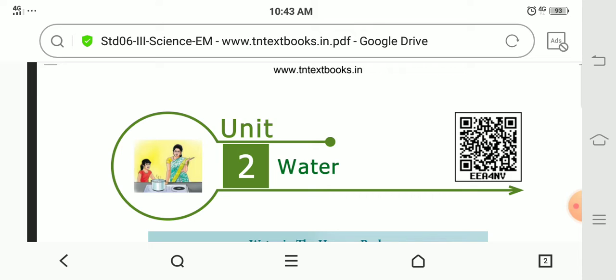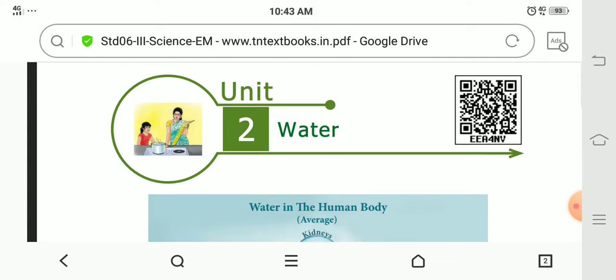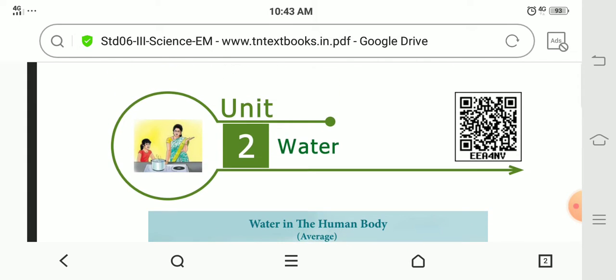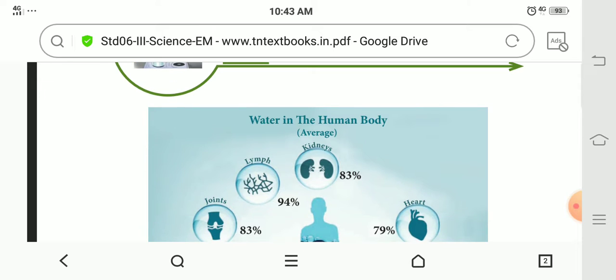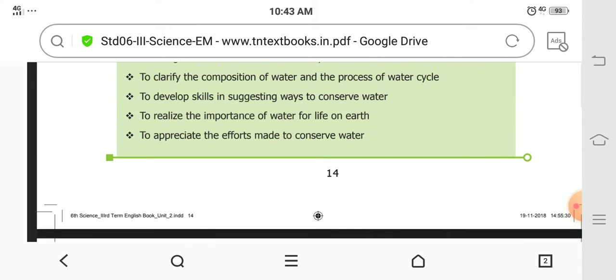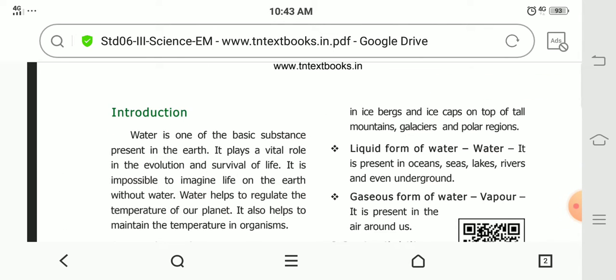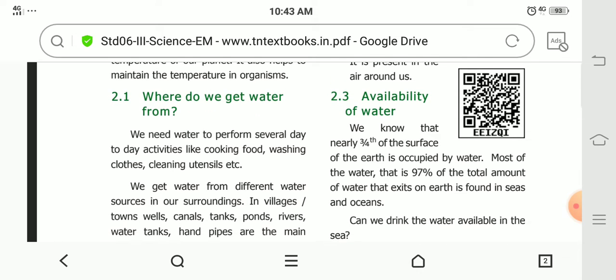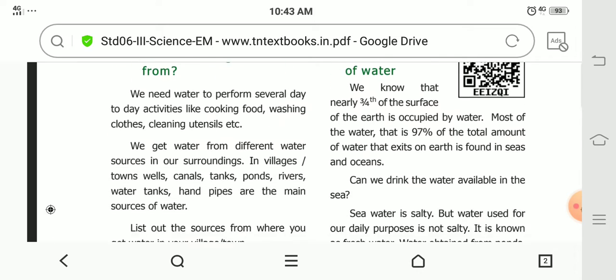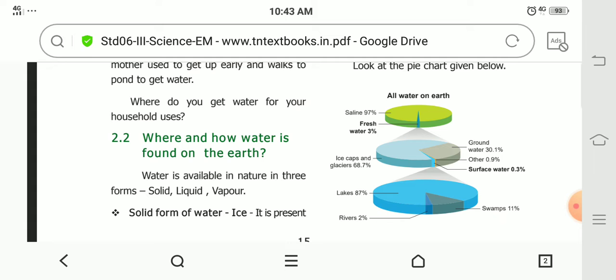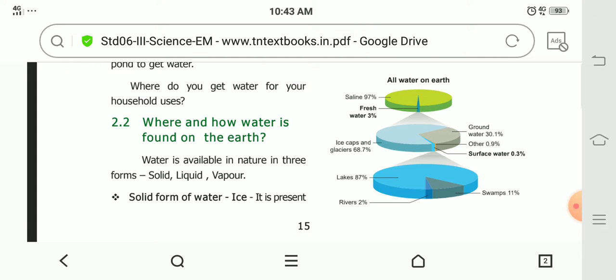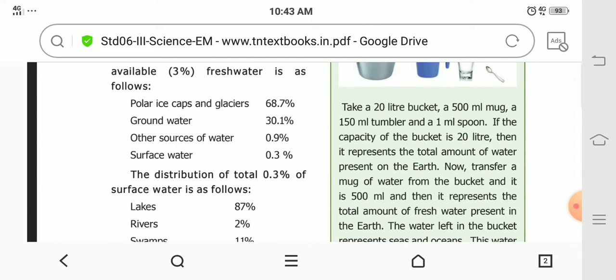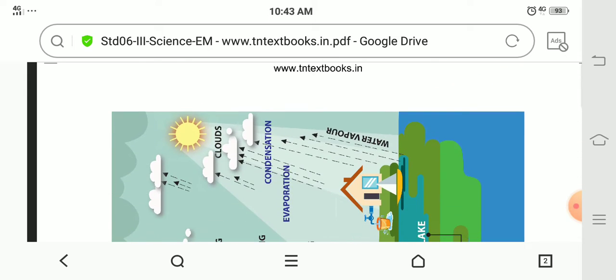Science Unit 2, Water. Already in this lesson we have seen water in the human body, learning objectives, introduction, where do we get water from, availability of water, and where and how water is found on the earth. These are all the topics we have already seen.